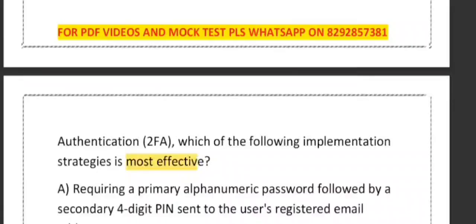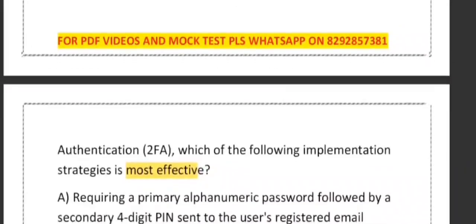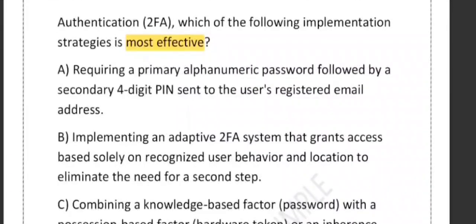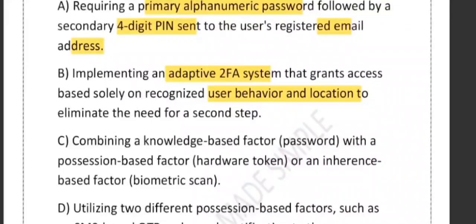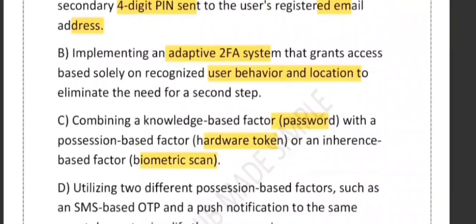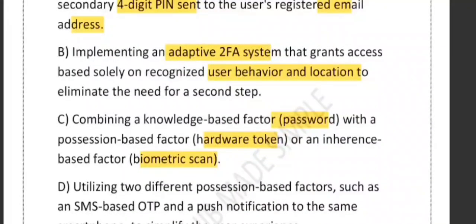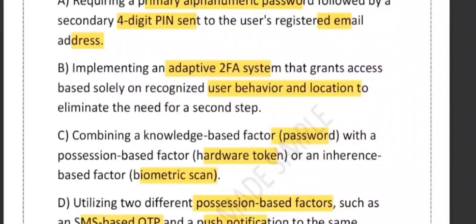So you have to tell me which implementation strategy is most effective while adhering to the 2FA core principle. Option A: primary alphanumeric password plus a 4-digit PIN via registered email address. Option B: adaptive 2FA system based on behavior and location. Option C: combining the password plus hardware token plus biometric scan. And option D: two possession-based factors like SMS OTP and push notification. So these are the four options they have given.